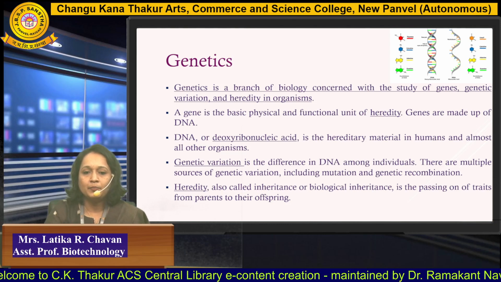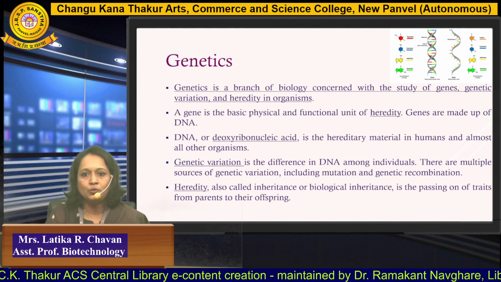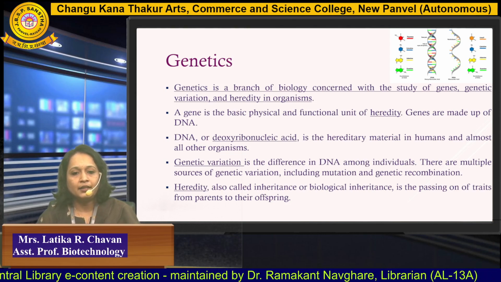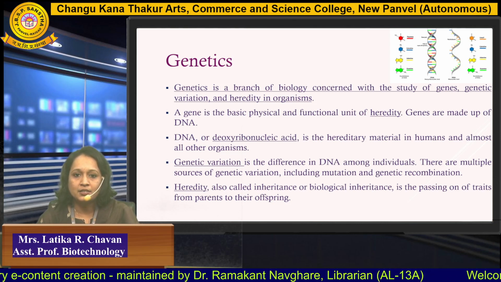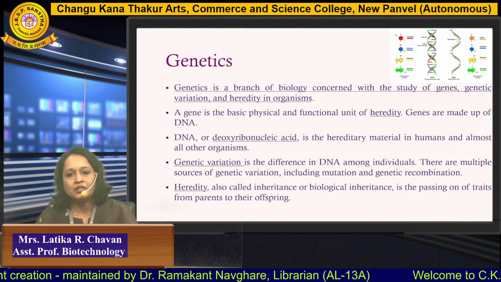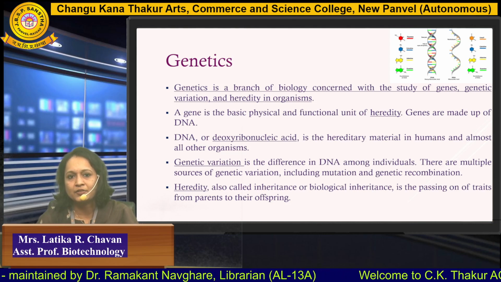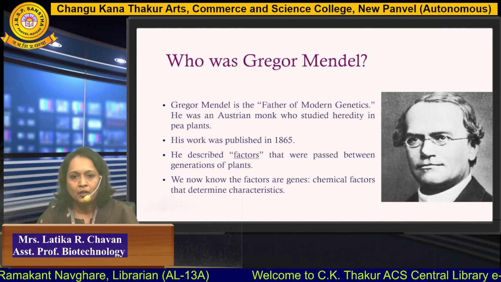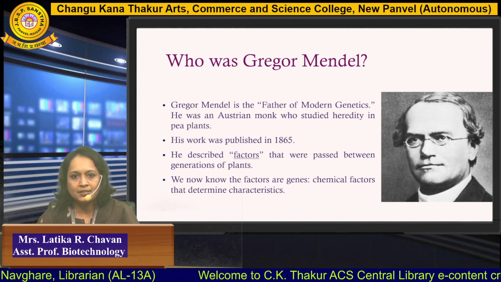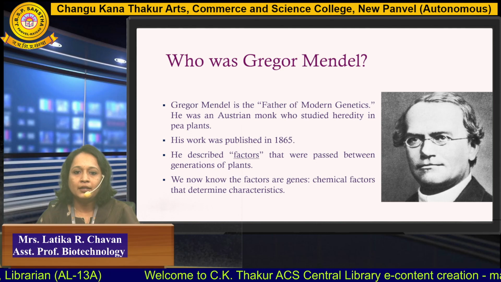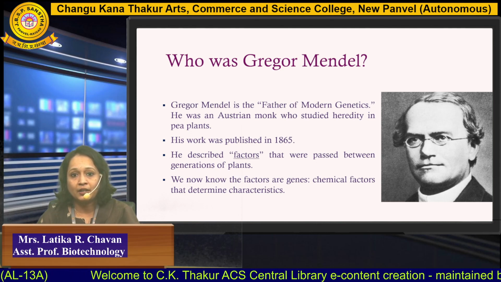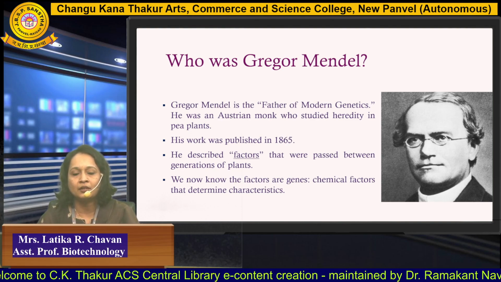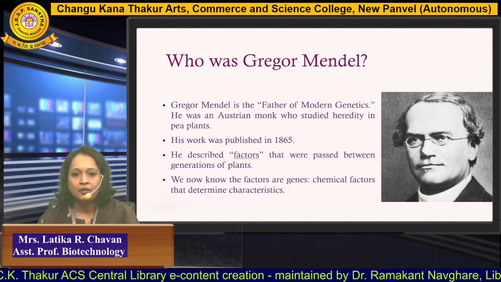If we see the basic branches of genetics, it has two concepts. One is heredity and another is variation. Whenever we say heredity, it is the transmission of characters from one generation to the next, and variations are the differences in individuals which appear from one organism to another organism. First, who is the father of genetics? Gregor Mendel. He published his work in 1865. Initially the term was factor, and later it was discovered as genes.